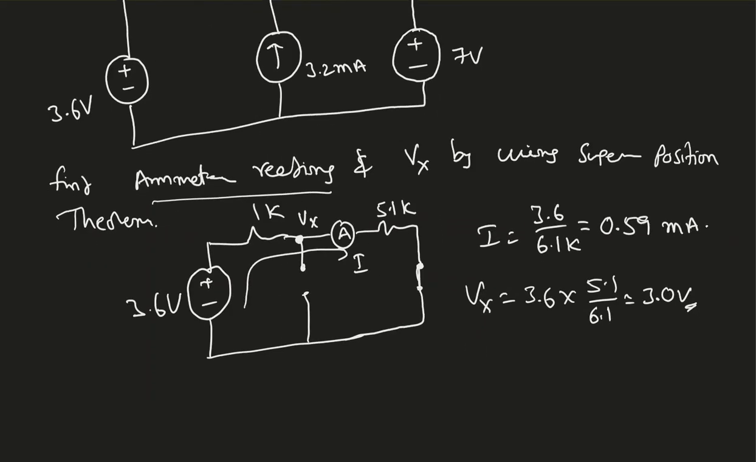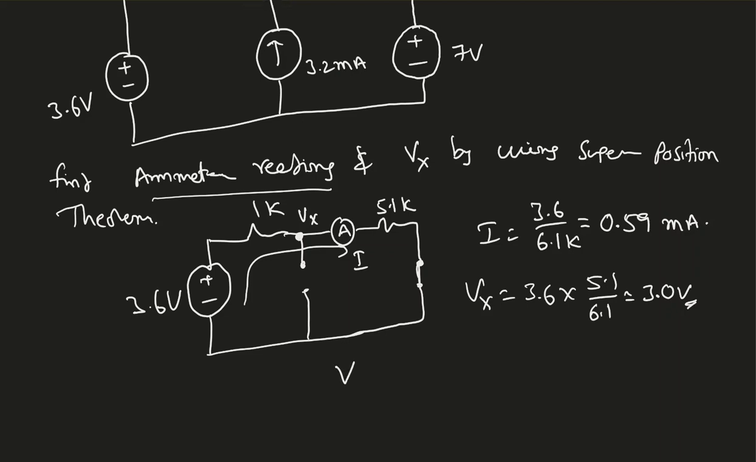For Vx, I could use the current division rule, but at the same time you can use I times 5.1 kilo ohm. That will give you the same thing, 0.59 times 5.1. This is milliampere, that's kilo ohm. Milli and kilo cancel out, approximately 3 volt. That is the voltage. I'm going to call this I prime and Vx prime, because the current and voltage are because of only one source. This is step 1.